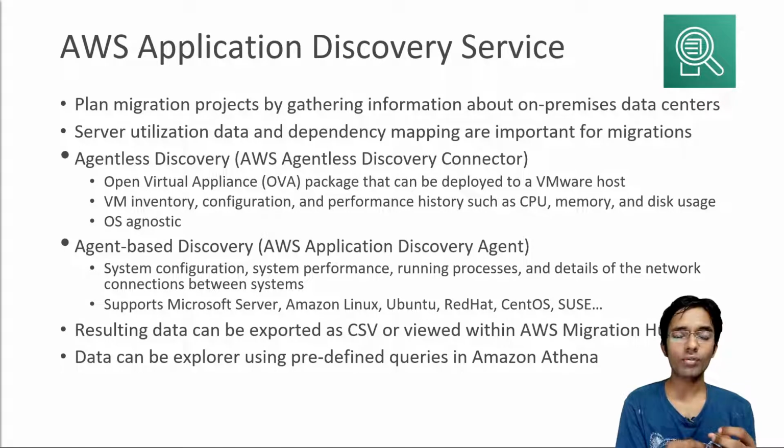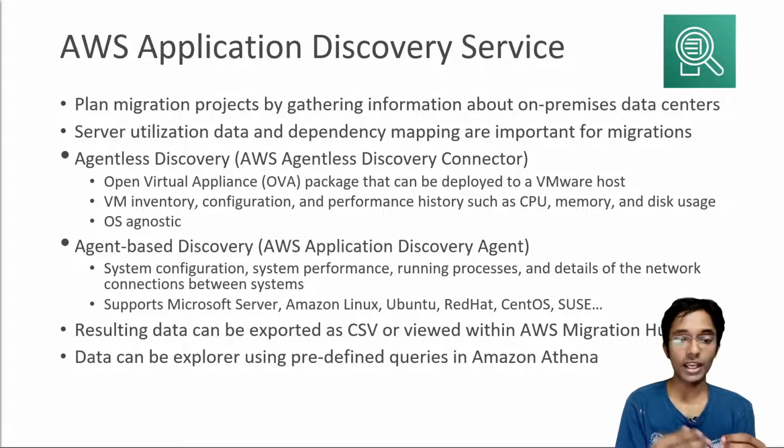So there are two kinds of discovery for the Application Discovery Service. There is the agentless discovery, with something called the Application Discovery Agentless Connector, and this is an OVA package, an Open Virtual Appliance package, that you have to deploy onto a VMware host on premise. This package will do some inventory on all the virtual machines you have, so their configuration and their performance history, such as CPU, memory and disk usage. It is going to work for any kind of operating system.